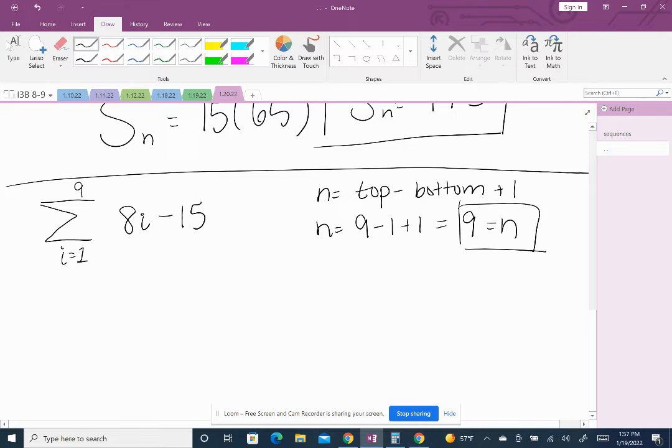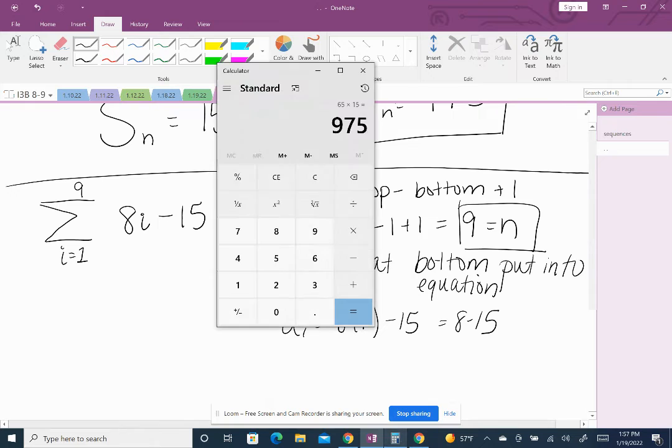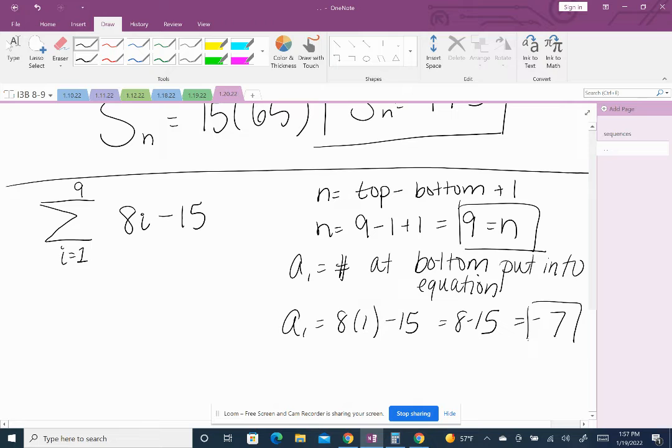Okay. And then we're going to calculate our A1. So that's actually the first term. So the number at the bottom, you're going to put in the equation. And then for A1, it's going to be our 1. So 8 times 1 minus 15. 8 times 1 is 8. And I think that's negative 7. Yeah, negative 7. Okay. So that's our A1.